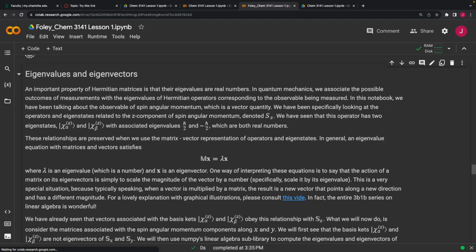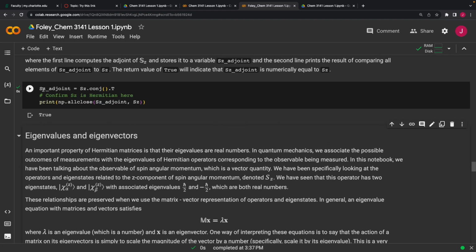So let's go ahead and run this line of code. So we're going to compute SZ adjoint as sz.conj().T, and then print np.allclose of SZ adjoint comma SZ, and I get the value true. So what type of data is this, by the way, or what type of variable is true? Anybody remember? Boolean. Yes, wonderful. So I get true. Did everybody get true? Anybody get false? Okay. Great.